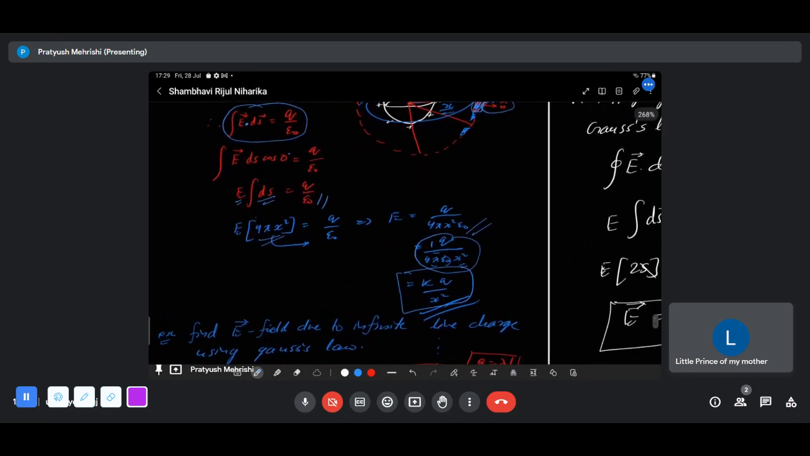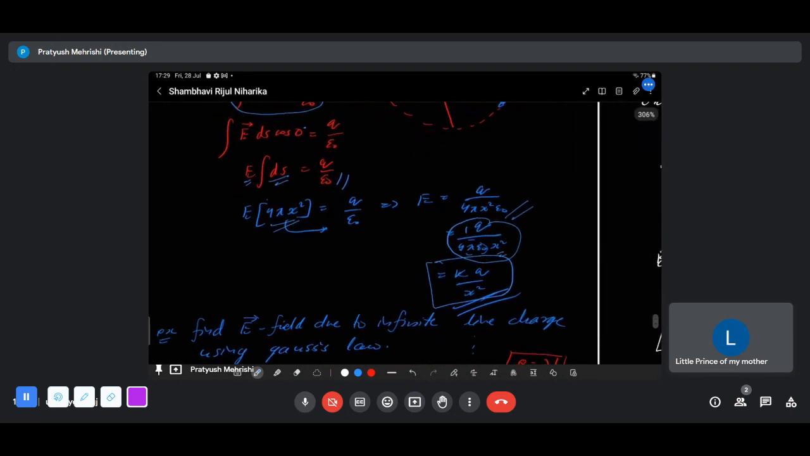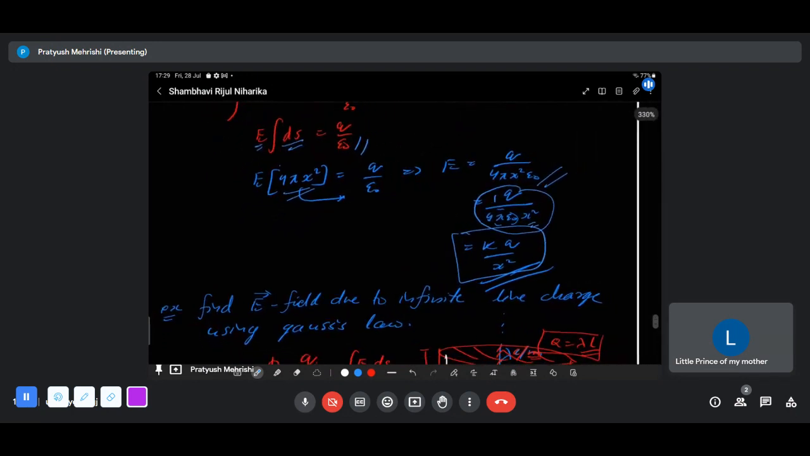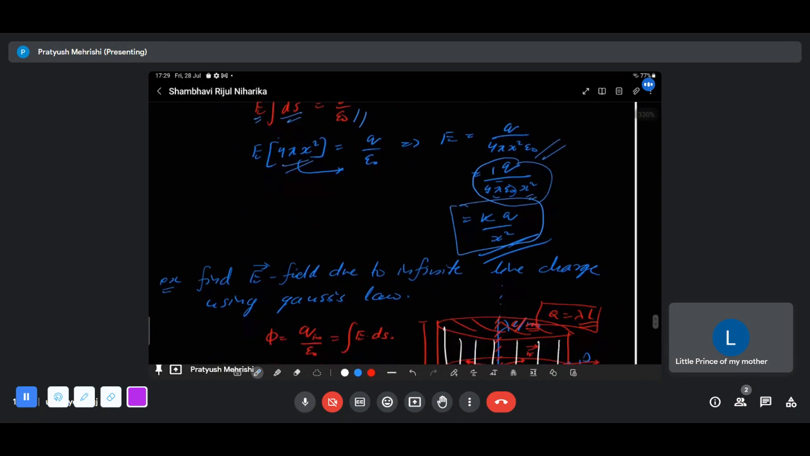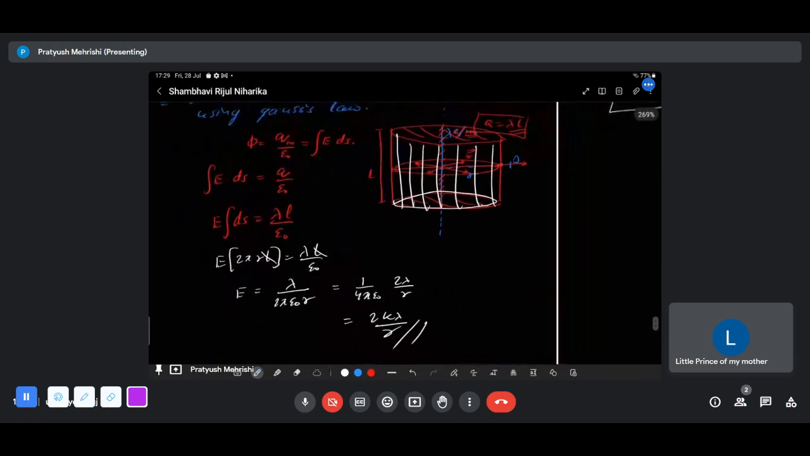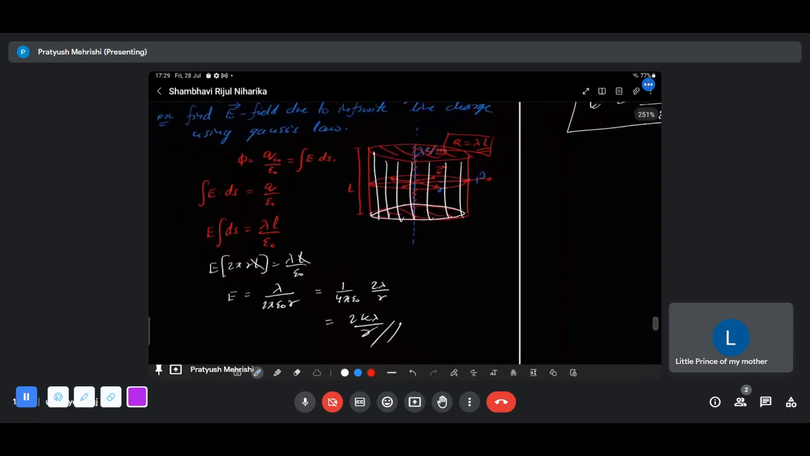Now next solve this question. Find the electric field due to infinite line charge using Gauss law. Again, this is a small question. Let us see it. What we are doing, infinite line charge is given to us, carrying charge density lambda.